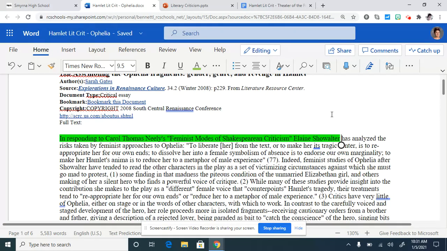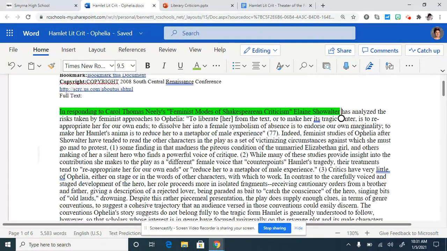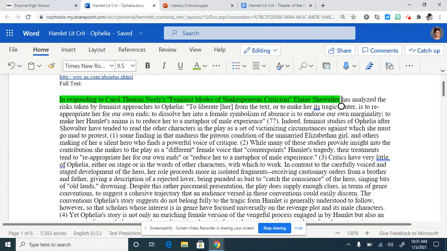So Elaine Showalter, who is a pretty well-known critic, once you start to study a field, you'll start to recognize some names. I've read some of her stuff in grad school. Anyway, Elaine Showalter was responding to this other critic. And again, we can just skim that part. We don't need to know who Carol Thomas Neely is. Don't get bogged down on that. In responding to this article, Elaine Showalter has analyzed the risks taken by a feminist approach to Ophelia.